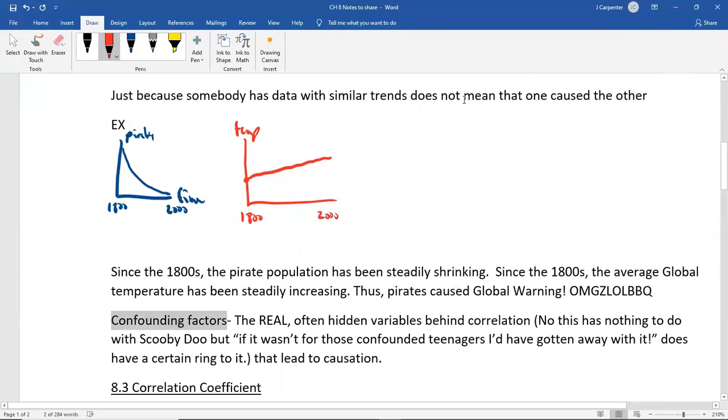Confounding factors are what's going on between these two things. These are the real, often hidden variables behind correlation. And then again, more silliness. I don't know why I got so silly in this chapter. I just felt like it. I know confounding factor sounds like a Scooby-Doo term. If it wasn't for those confounded teenagers, I'd have gotten away with it. So no, that's not what that is. Confounding factors are the actual causation factors. But they're often hidden, and again, this is what researchers spend their time trying to find, the real link, the real cause.